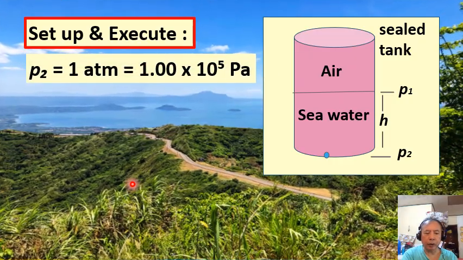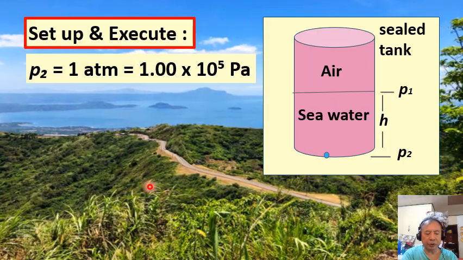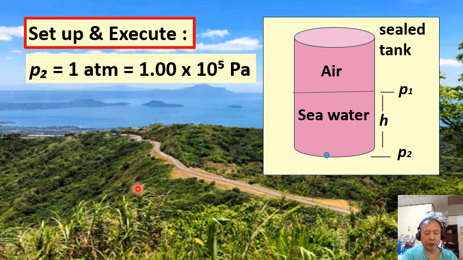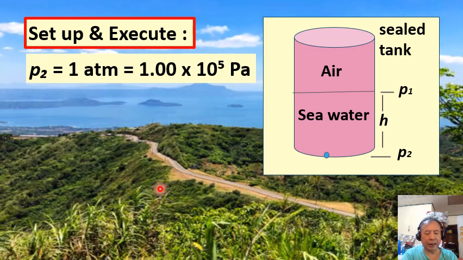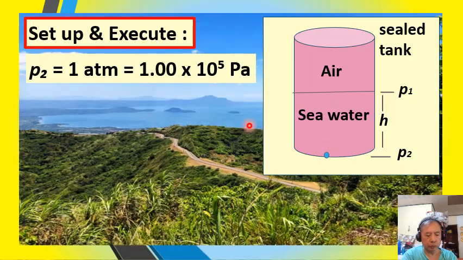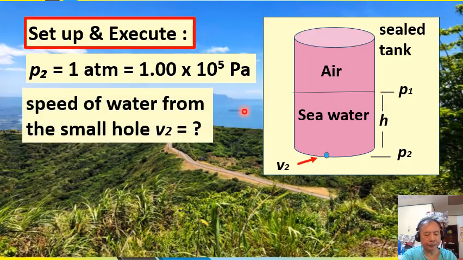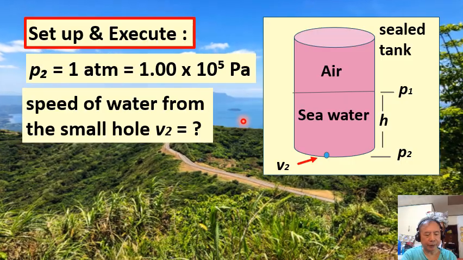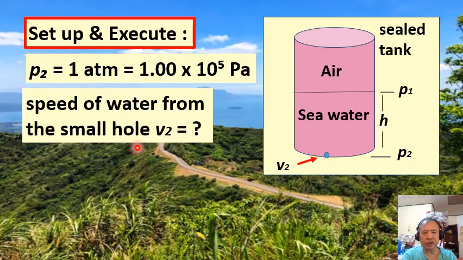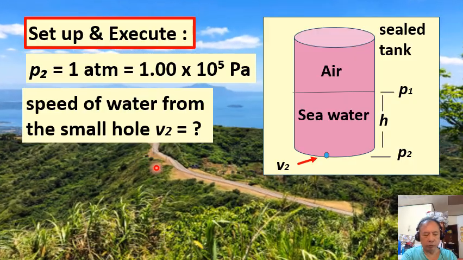Water flows out from the bottom through a small hole. So the pressure at the hole is the atmospheric pressure, which we denote here as pressure P sub 2. And our target variable is the speed v sub 2, which is the speed of the water coming out from the hole.